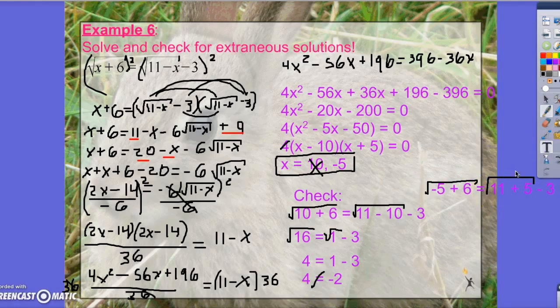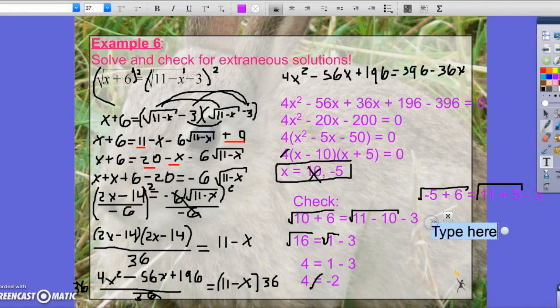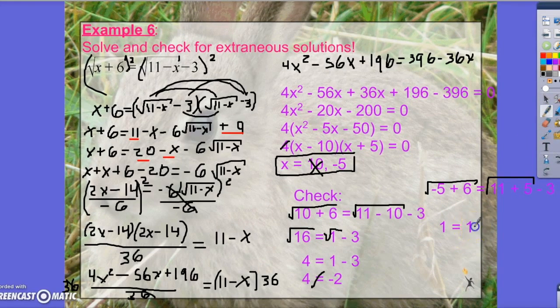I'm actually going to just jump down to the final answer. You should get 1 equal to 1. Make sure you can get that. Like I said, we have to check both. Sometimes one works, sometimes both, sometimes none. So in the final answer, negative 5 is your final answer there. Only one solution works in this case.